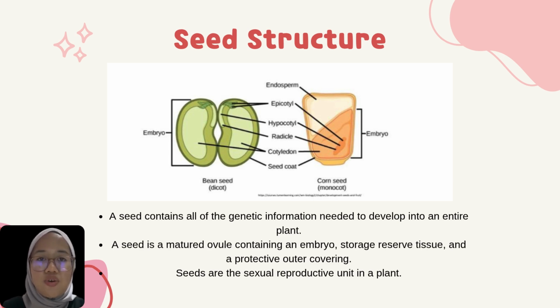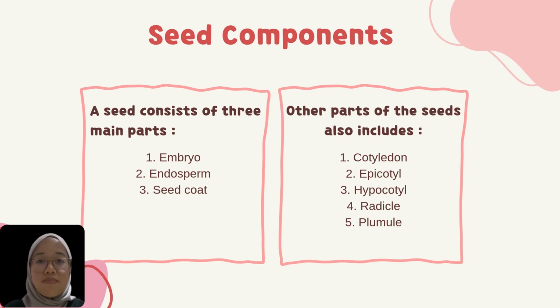Next is corn seed, a monocot. The seed has only one cotyledon. It also has endosperm, a large area that stores food. Embryo with the same parts as the bean seed: epicotyl, hypocotyl, radicle. Seed coat for protection. Next is seed components.